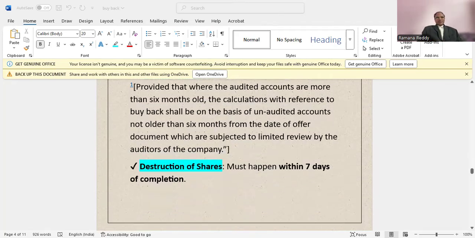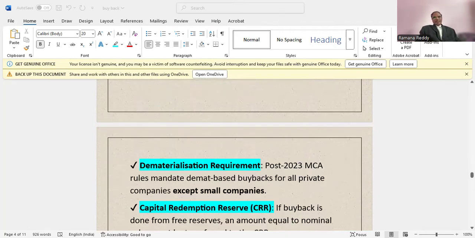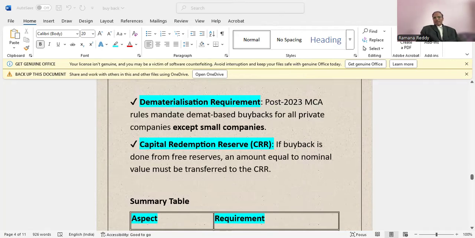And the destruction of the shares, as we have discussed, is within 7 days of completion. Dematerialization requirement: the post-2023 MCA rules mandate demat-based buybacks for private companies except small companies. CRR: if the buyback is done from free reserves, an amount equal to the nominal value must be transferred to the CRR.